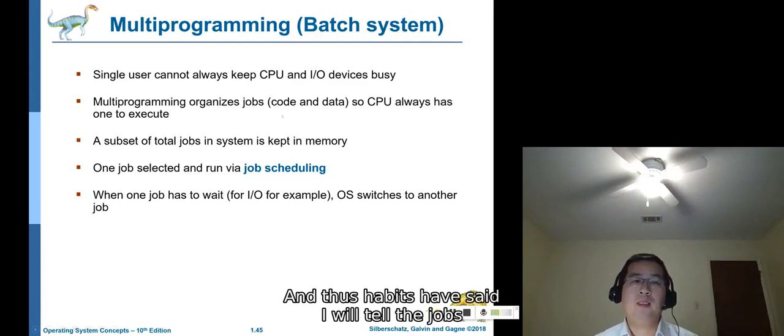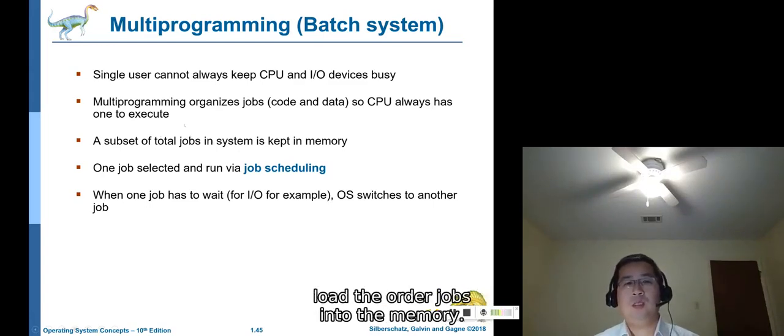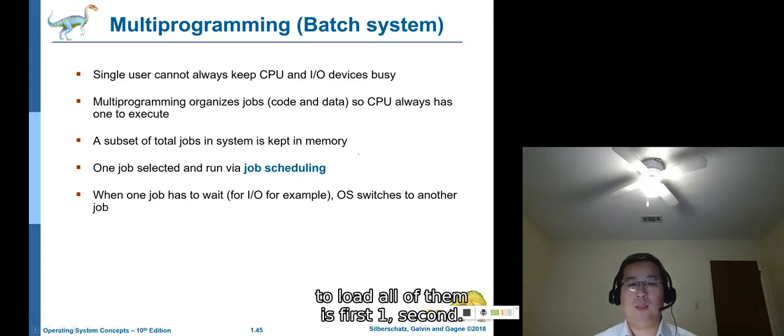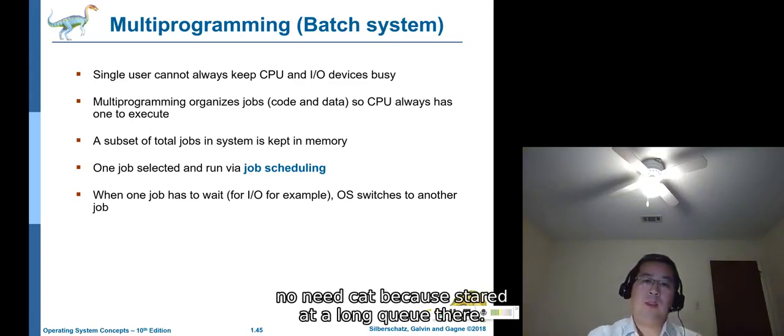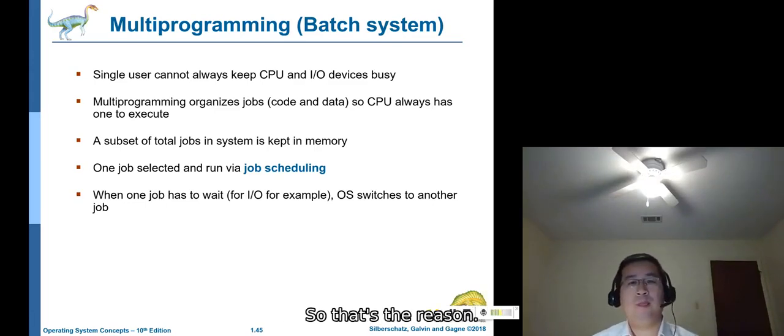Okay, and then a subset of the total jobs in the system is kept in memory. So that means sometimes we don't need to load all the jobs into the memory. The reason is, first, that we may not be able to load all of them. Second, maybe there's no need, because there's a long queue, so no need to queue inside. You can queue outside. So that's the reason. And one job is selected and run via job scheduling.